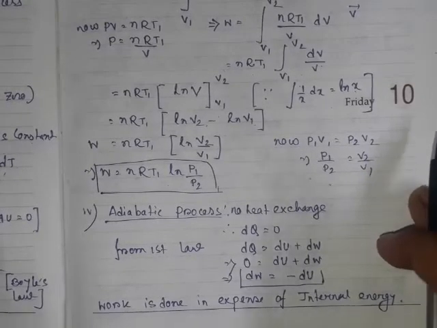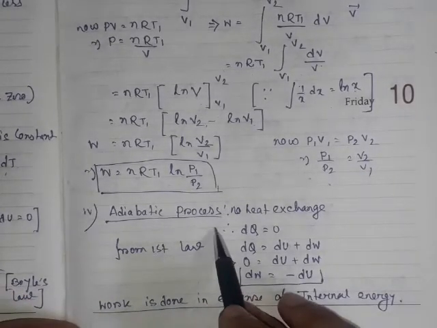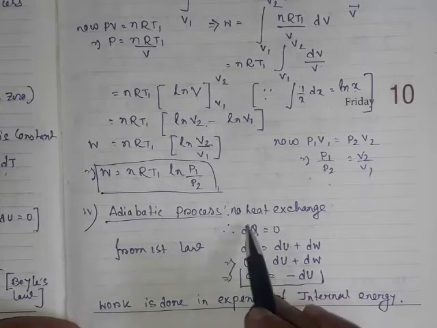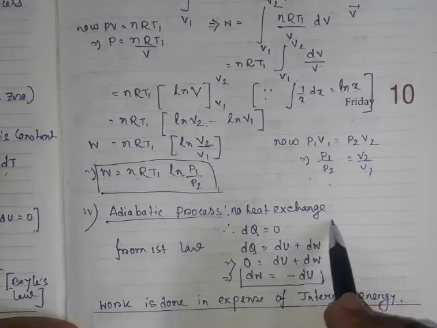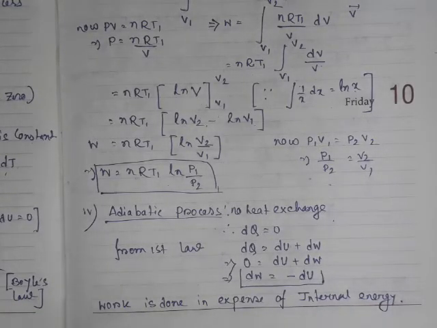Okay, so in the adiabatic process, as I already mentioned, no heat exchange is allowed. That means you just don't allow the system to take or release some amount of heat from or to the surroundings. So this process is really fast, because if you allow some time, the system is going to lose or gain some amount of heat from the surroundings.